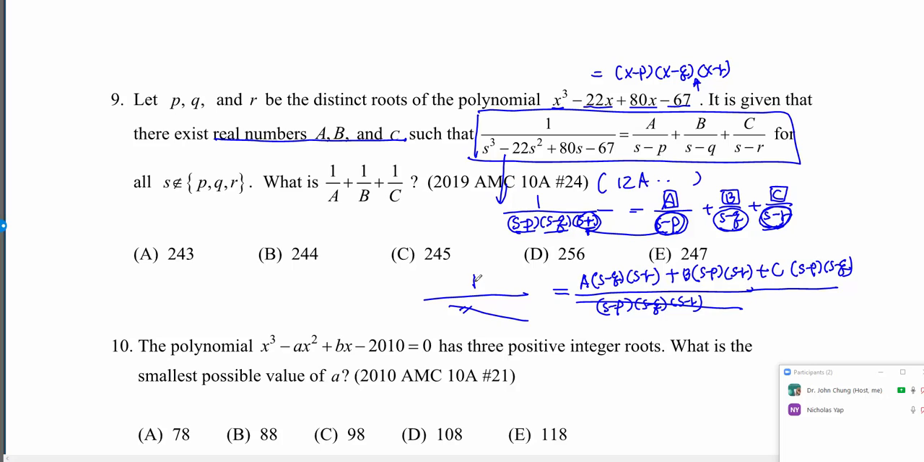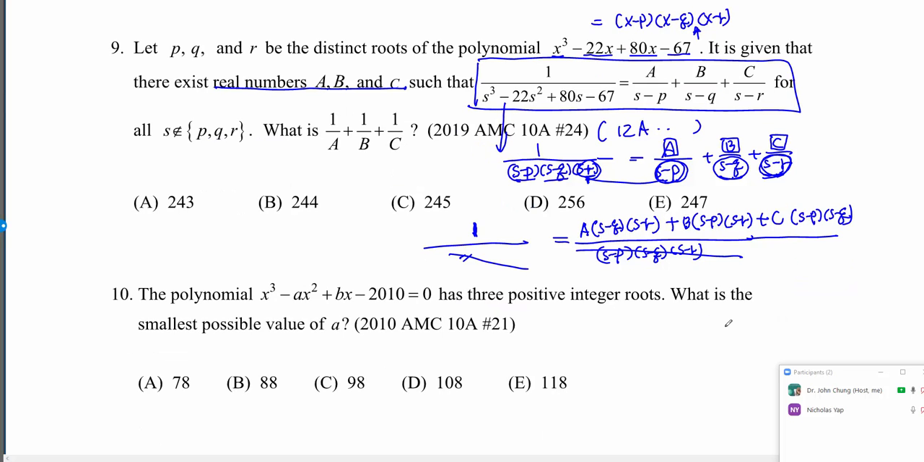The numerator should be equal to 1, isn't it? Alright. Now let's find the value of A. To find the value of A, what are we going to do? We make the other terms 0. To make a 0 term over here, the first one is S equals P, right?